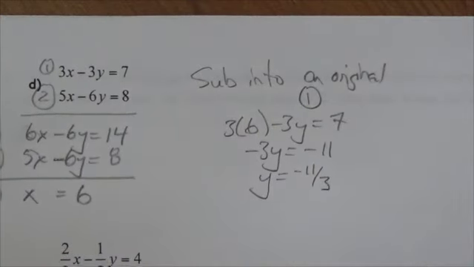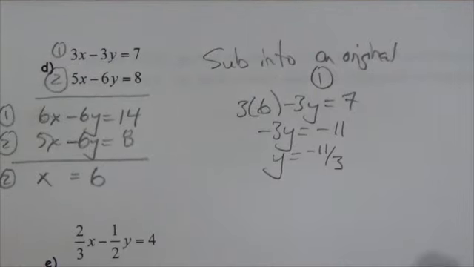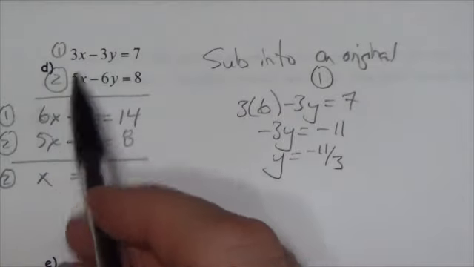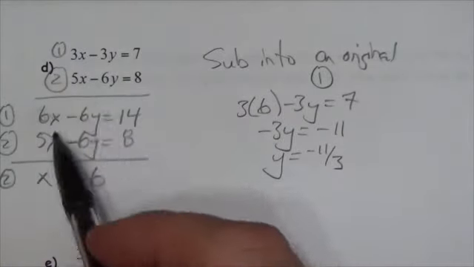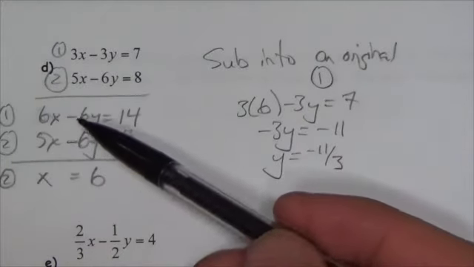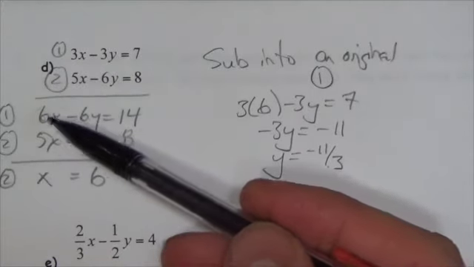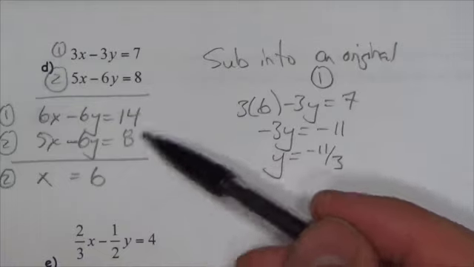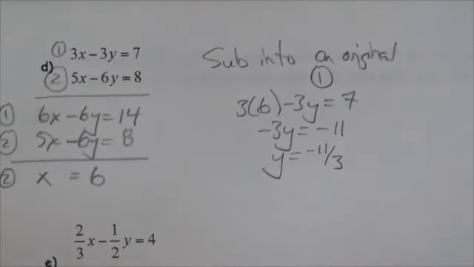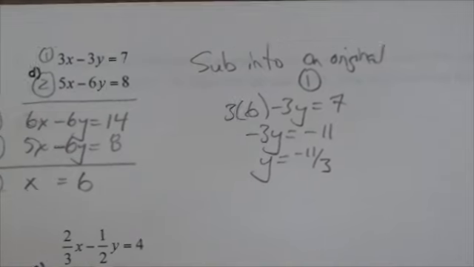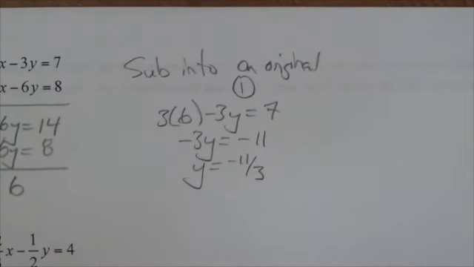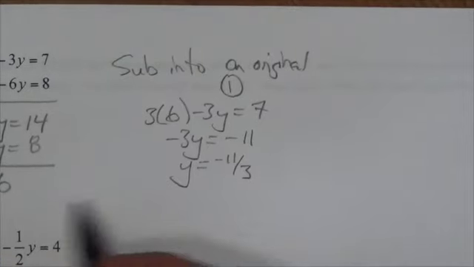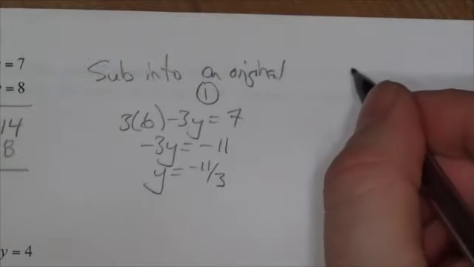Now I'm going to double check this, because last time the fraction popped out because I had done something wrong. So let's take a quick look. Multiply by 2, so 6x minus 6y equals 14. Yep. And now we're going to subtract. 6x minus 5x is x. Negative 6y goes away. 14 minus 8 is 6. Okay, that looks like the solution we're supposed to be getting, but it's always good to check. So y is equal to negative 11 thirds.